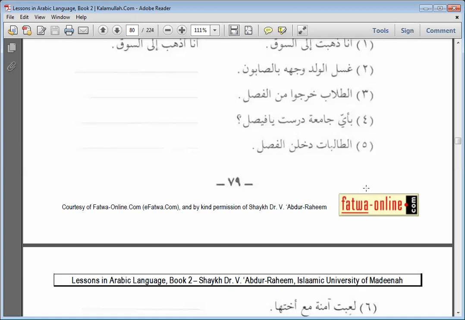We did it a few times just now, at the beginning of the class. But here, feminine singular, third person. Remember, we say tadhabu for second person masculine. We also say tadhabu for third person feminine singular. So that is the only third person so far that we do not use the ya. All the others, whether it's masculine singular, masculine plural, or feminine plural, the prefix is the ya.